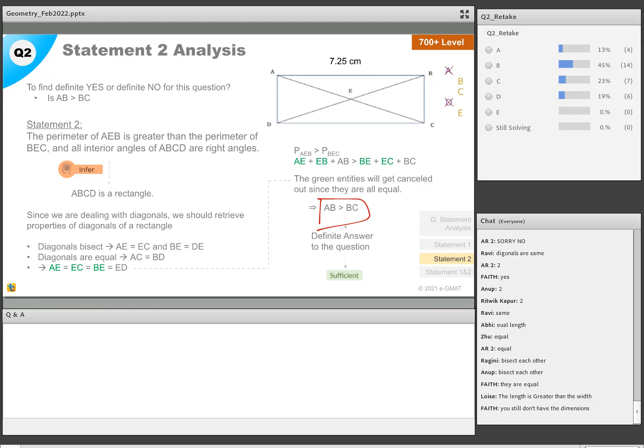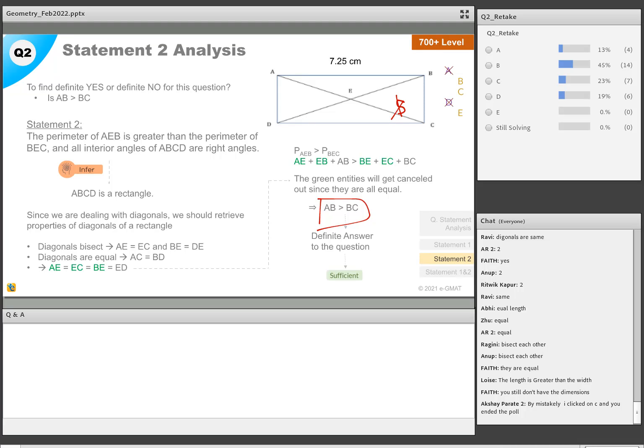I don't even need to know the dimensions. That's the beauty. I don't need that statement telling me that this is 5 centimeter. I don't need that information. This can be X for all I care. Fundamentally, this would be X plus AB, whatever AB is. I don't need the 7.25 also, frankly. Greater than X plus BC. All these X's cancel. Irrespective of whether AB is 7.25 or 10, I don't care. AB is greater than BC.